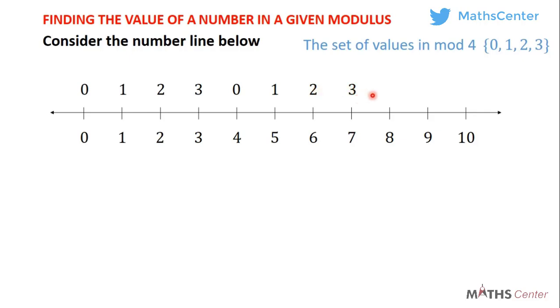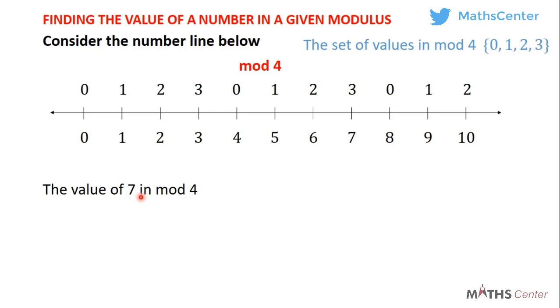When we get to 4, the numbers will wrap around and we will begin counting all over again. So it means that after 3, you have 0, 1, and 2. So you can see that we have written the numbers in mode 4 alongside the set of whole numbers. On this number line, the down part is the set of whole numbers and the top part is the numbers in mode 4. We want to find the value of 7 in mode 4.